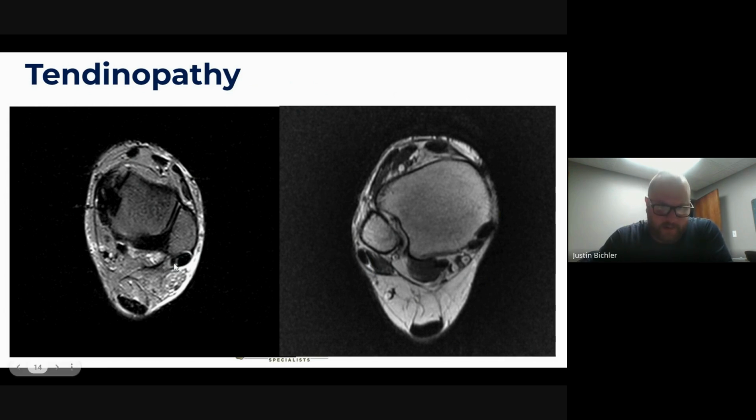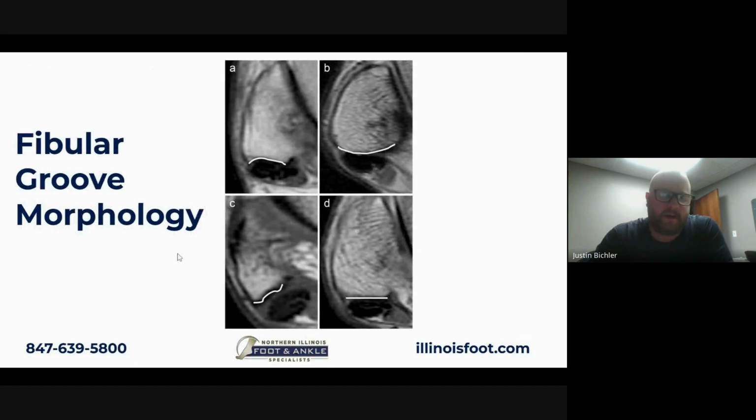This over here could, in theory, be an accessory tendon as well, but I think it's just part of the brevis. So something I was talking about before regarding fibular groove morphology. This is typically what they look like. They're supposed to be at least somewhat concave. They're not always. Most of the time they're some variation of one of these. This one's completely convex. This is unusual, but it does happen.